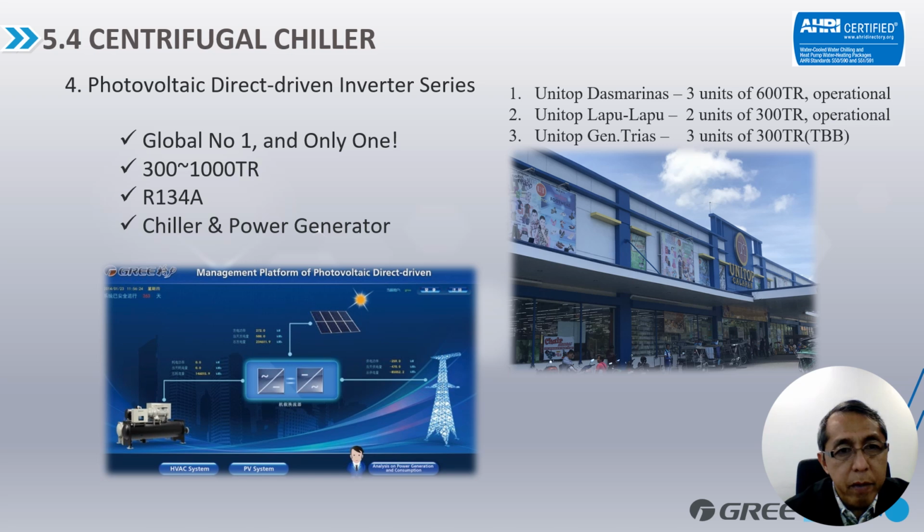But the requirement for this one, when we completed the Dasmariñas and the Lapu-Lapu, the chiller that was available in terms of voltage capacity is only 340 volts. So you need to have a transformer when you want to use a PV chiller for your mall.